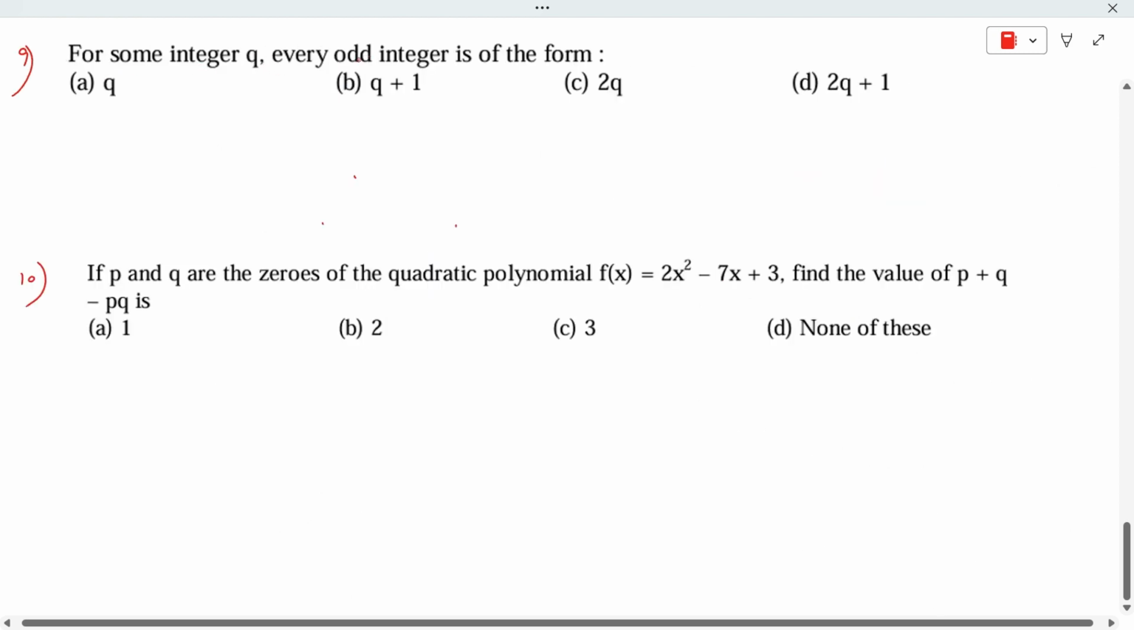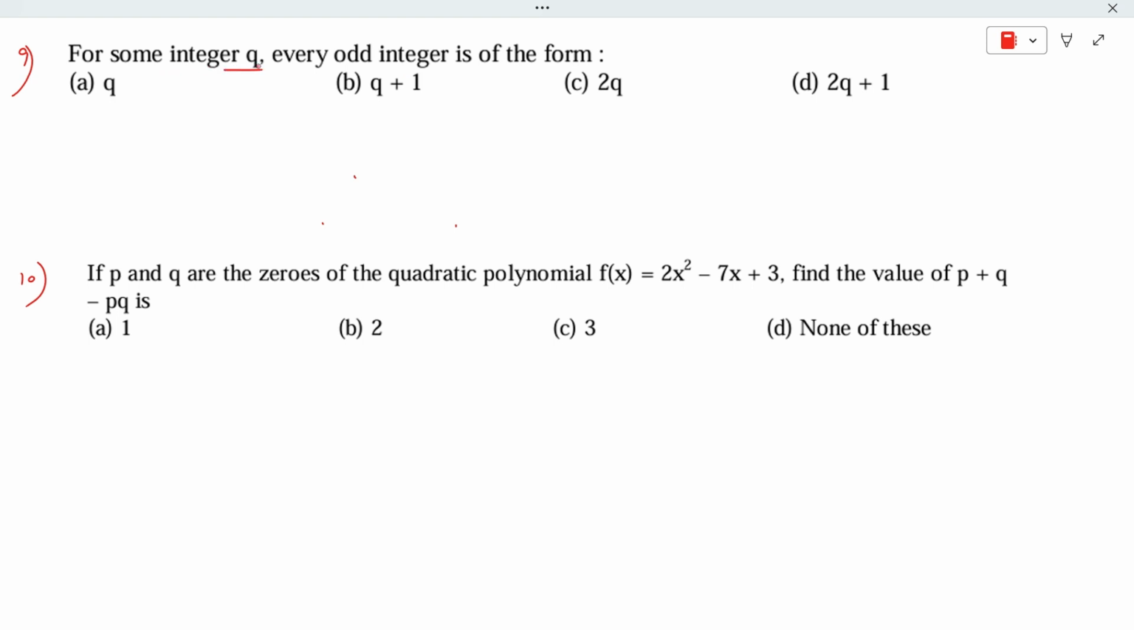For some integer q, every odd integer is of the form. So q takes the form of negative numbers, 0 and positive integers, right? So it might be from minus infinity to positive infinity. Any integer it may take. Every odd integer is of the form, then which expression is going to give me only odd integers?